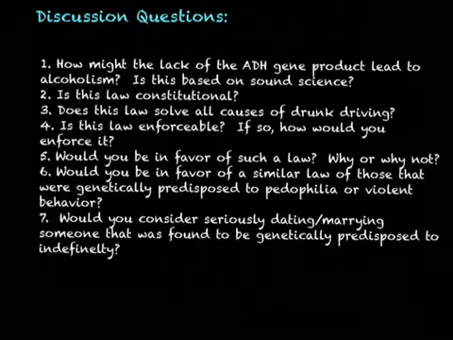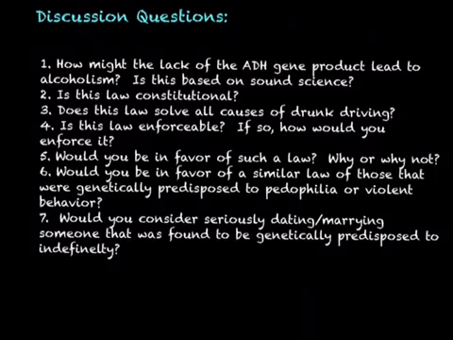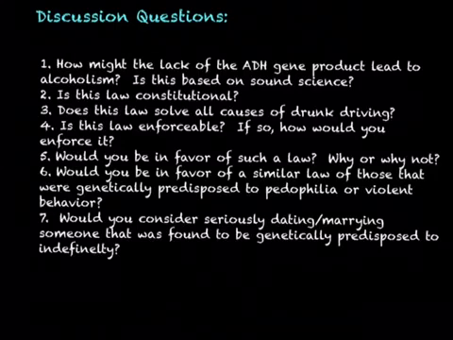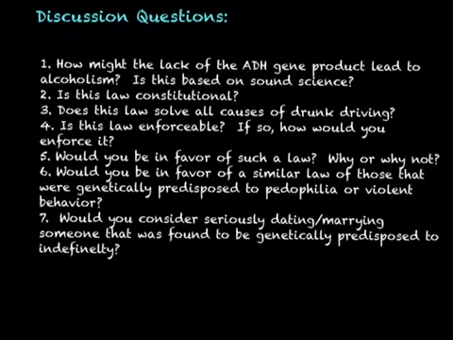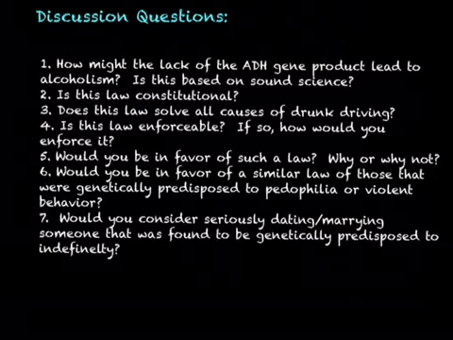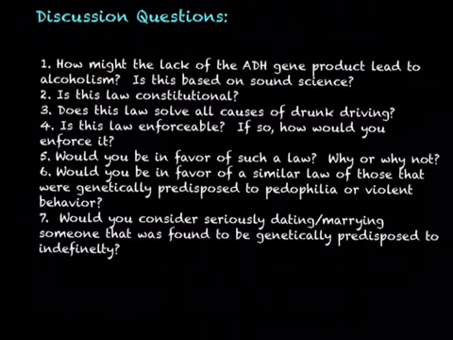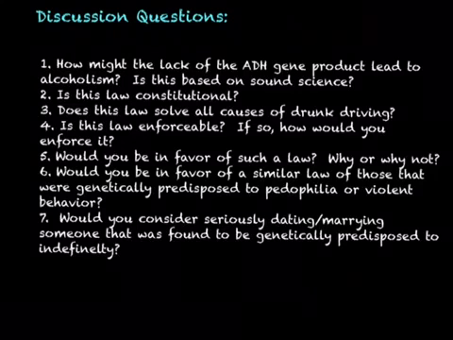Number 7, would you consider seriously dating or marrying someone that was found to be genetically predisposed to infidelity? Yeah, I think I would consider dating them or marrying them because it's just genetically predisposed. It's not genetically imprinted. It's not saying that they will for sure cheat on me, but instead they're more likely to. But it's kind of like saying if someone's parent was a drug addict, it doesn't mean that their child will be a drug addict. So I think in the end, it's just genetically predisposed. There's a chance, but it's not for sure.